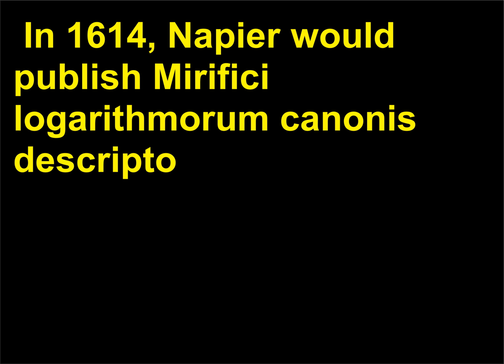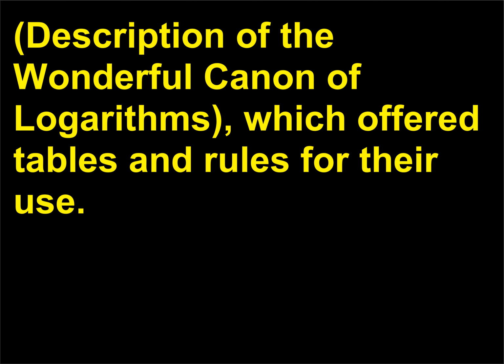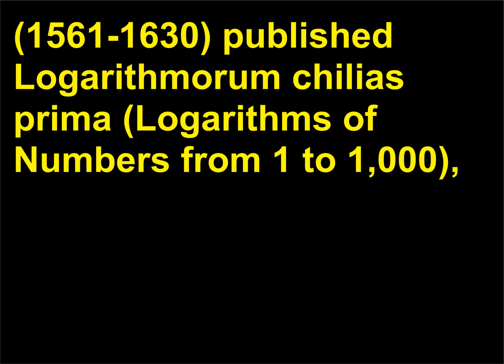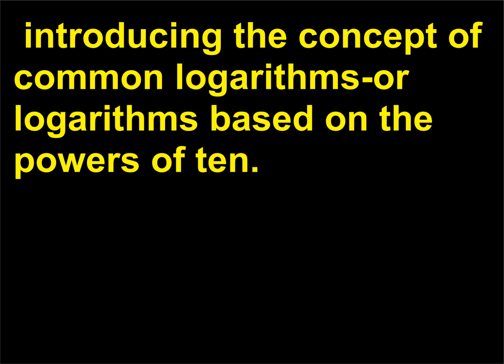In 1614, Napier would publish Mirifici Logarithmorum Canonis Descriptio, Description of the Wonderful Canon of Logarithms, which offered tables and rules for their use. Not long afterward, in 1617, English mathematician Henry Briggs, 1561 to 1630, published Logarithmorum Chilias Prima, logarithms of numbers from 1 to 1000, introducing the concept of common logarithms, or logarithms based on the powers of 10.